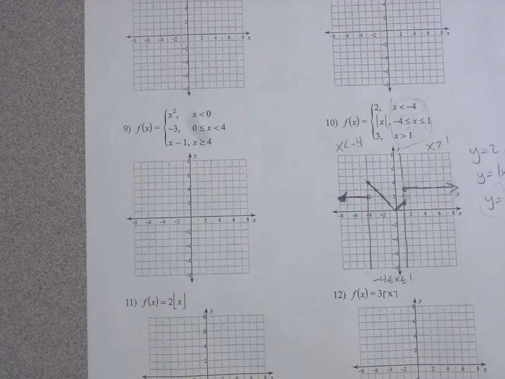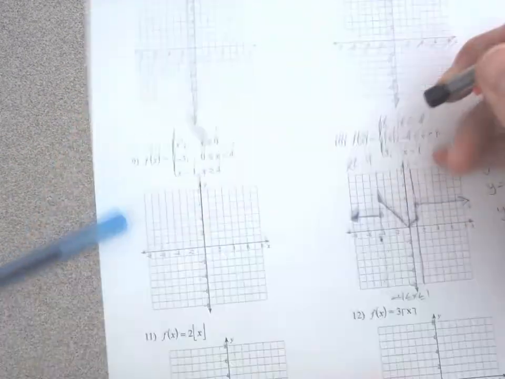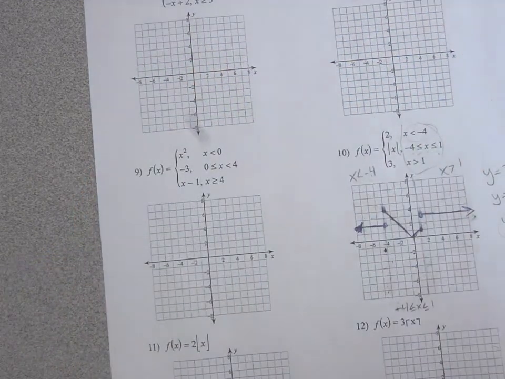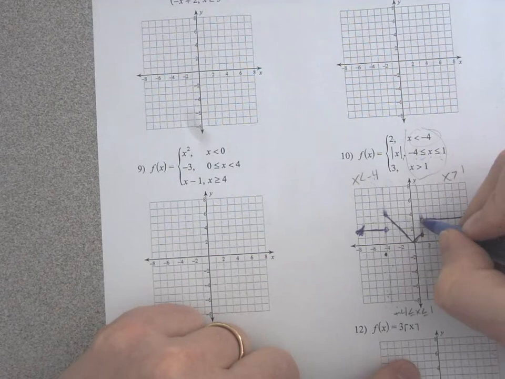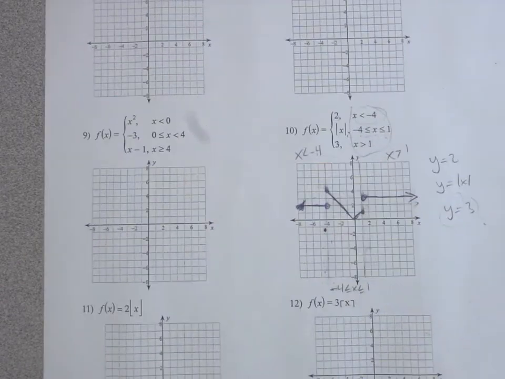Alright, that's my piecewise function. Now keep in mind that these other lines that I drew, they're not really part of the graph. They're just kind of helping me define my domain. So that was a little bit smeary. Anyway, so you get the idea. That's a piecewise function there.